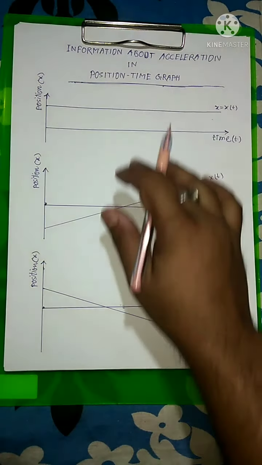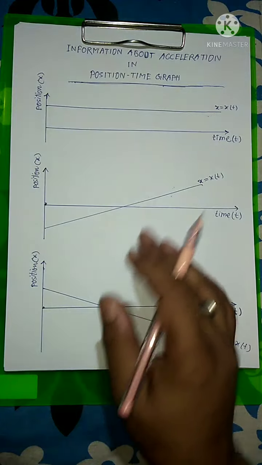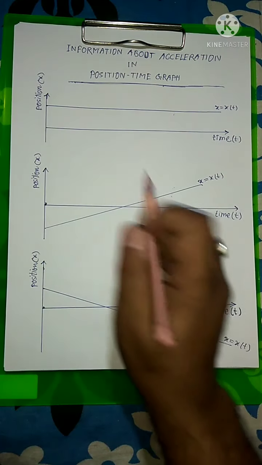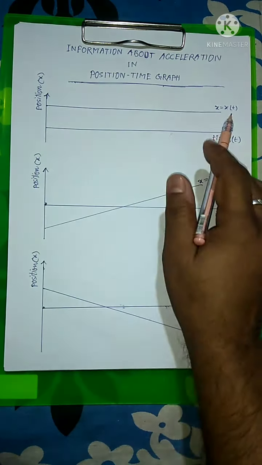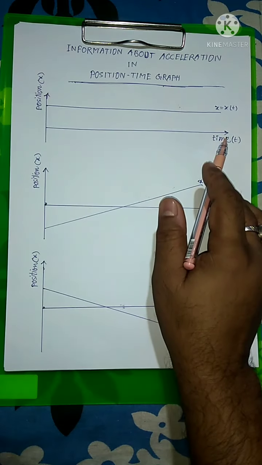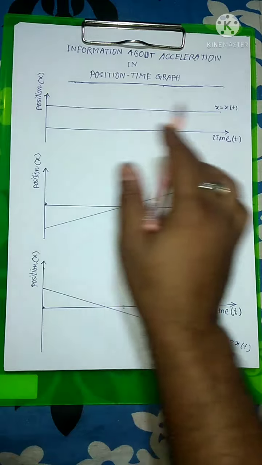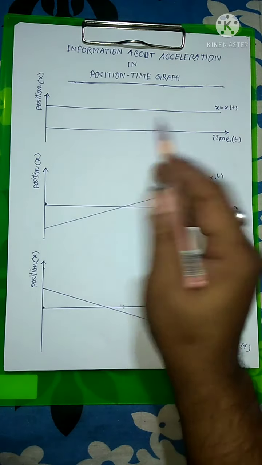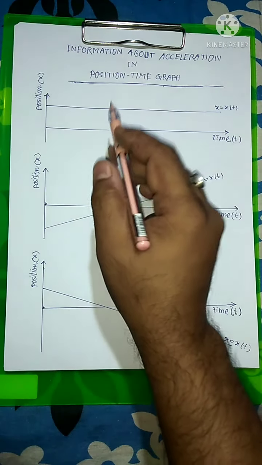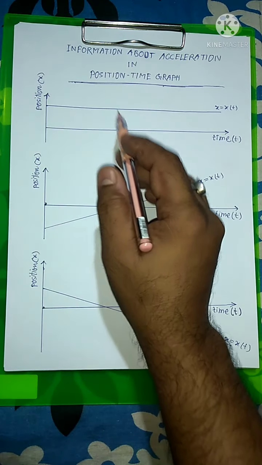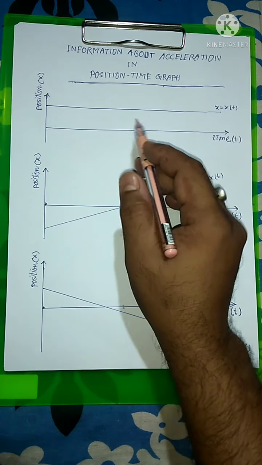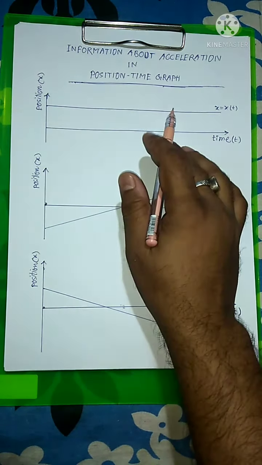Here we have three straight lines obtained in the position time graph. The first straight line is parallel to the time axis, and we know that if the straight line is parallel to the time axis, it means that the particle is at rest and its velocity is 0. Hence, the acceleration is 0.